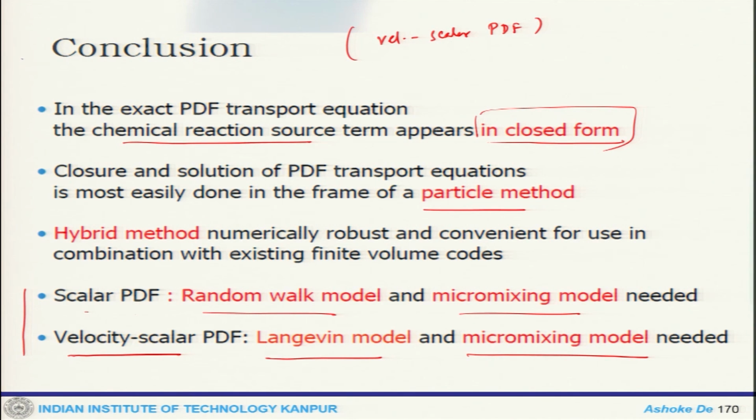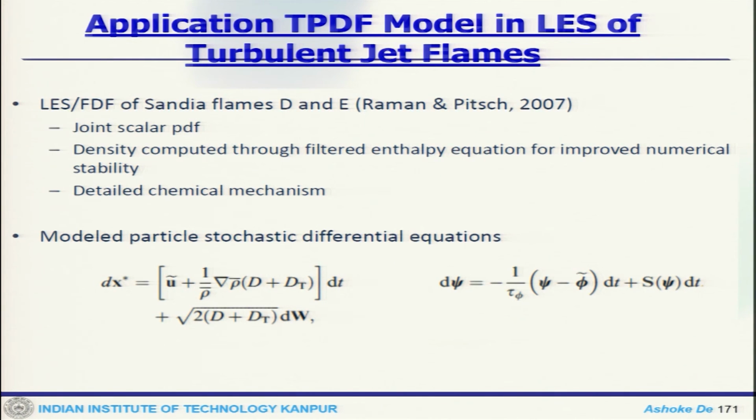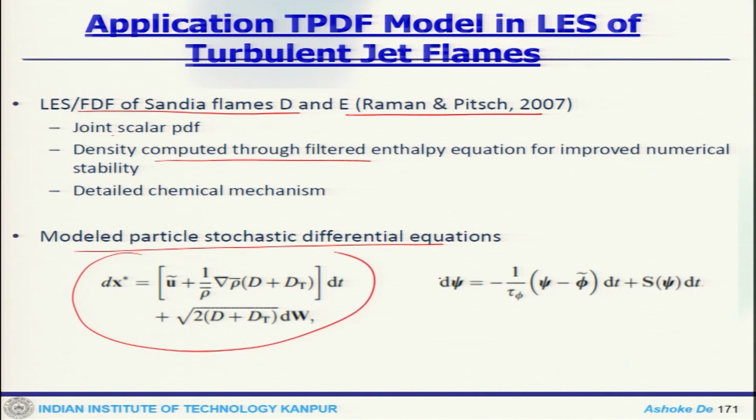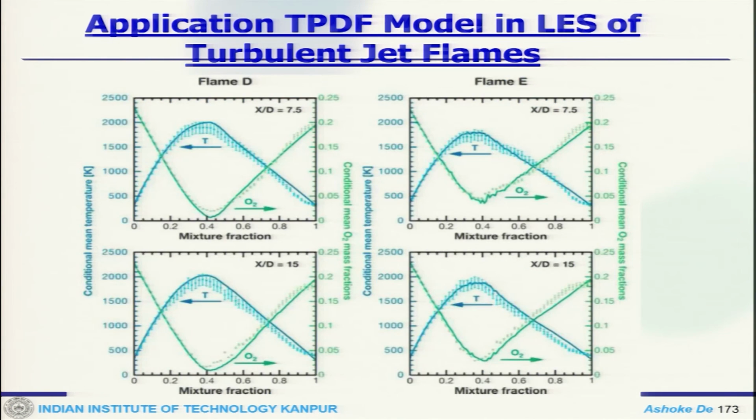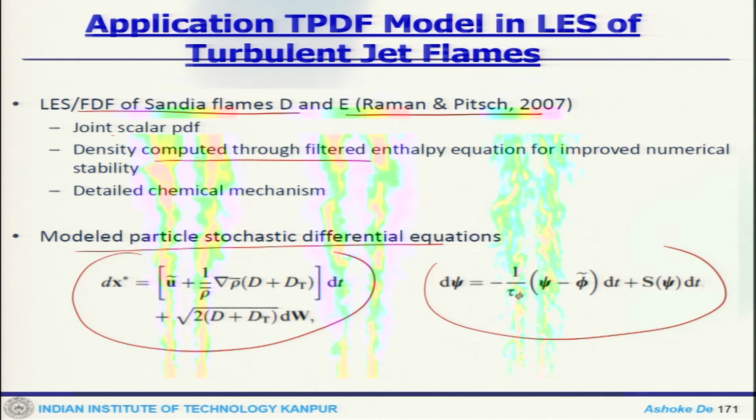Just to end this discussion with a simple example, you can see this model applied to an LES of a turbulent jet flame. This was done a long time back, in 2007. This is Sandia flame D, where the joint scalar PDF was solved, computed with the filtered enthalpy equation and chemical mechanism. The stochastic differential equations are for position and composition, where you can see the structure in D, E and A. These are instantaneous structures, how it looks, and there are mean values also which were compared. You can go to that reference and find the rest of the detail.